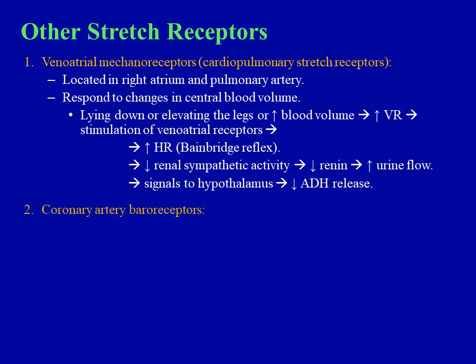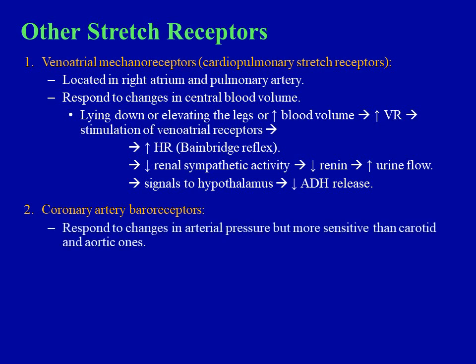There are other baroreceptors that are located in the coronary circulation. We call them coronary artery baroreceptors. They respond to changes in the arterial pressure, but are more sensitive than the carotid and aortic ones. So they are more sensitive, they have a lower threshold.